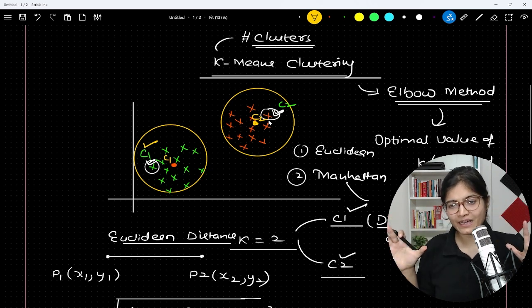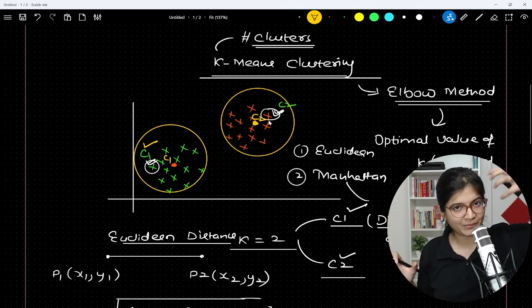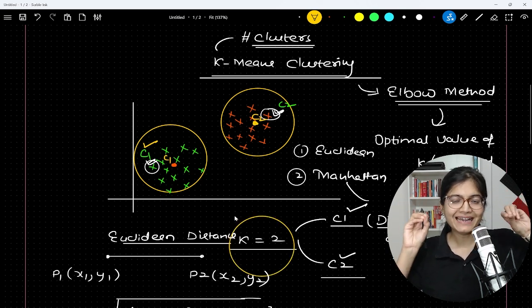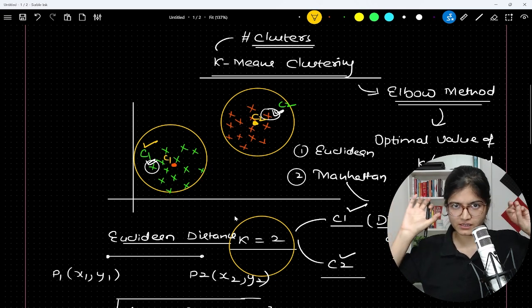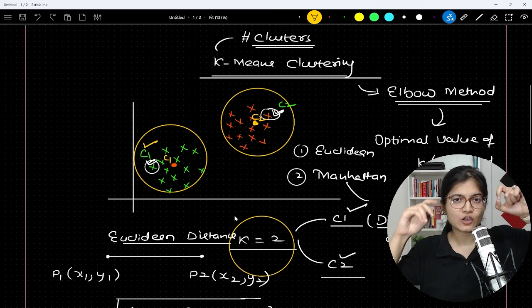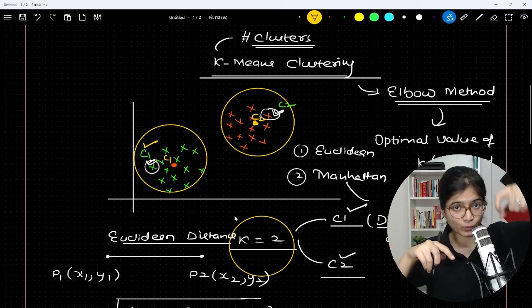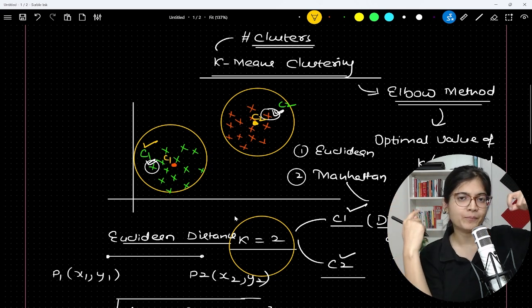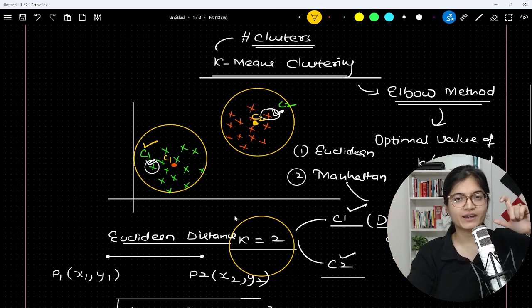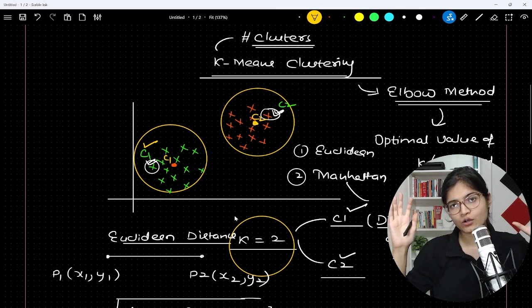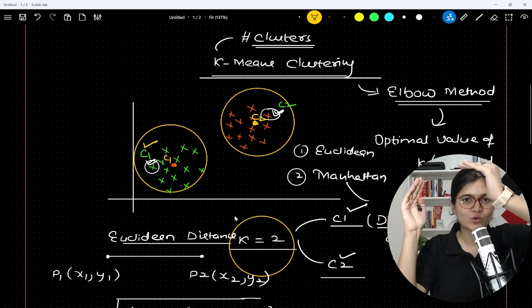So, the complete idea would be that first of all, take a random value of k. For example, in this case, we have picked the value of k as 2. Depending upon that, it will take random centroids among the available points that we have. The second step is to calculate the distance of all the data points with respect to the centroids C1 and C2. Whichever is closer, that data point will become part of that C1 or C2 cluster. In that sense, we will have a group of C1 clusters and C2 clusters.